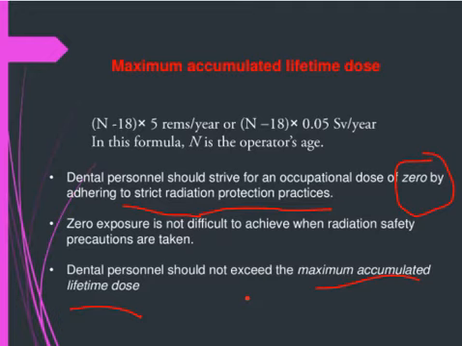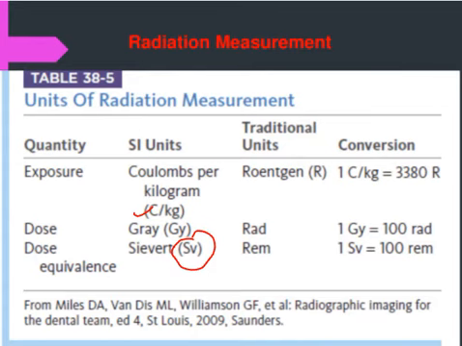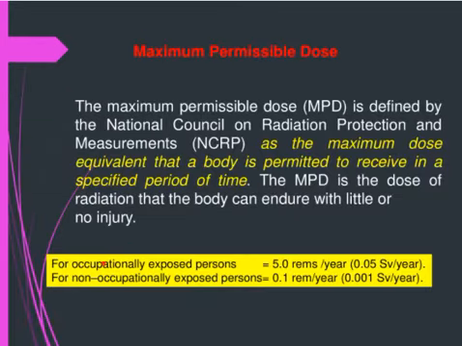Okay, a pregnant female can have a maximum dose of 0.005, per gestation. Per gestation means per pregnancy. So occupationally exposed is 5, non-occupationally exposed is 0.1, and for pregnant female it is 0.005, the least. Per gestation. Gestation means per pregnancy.